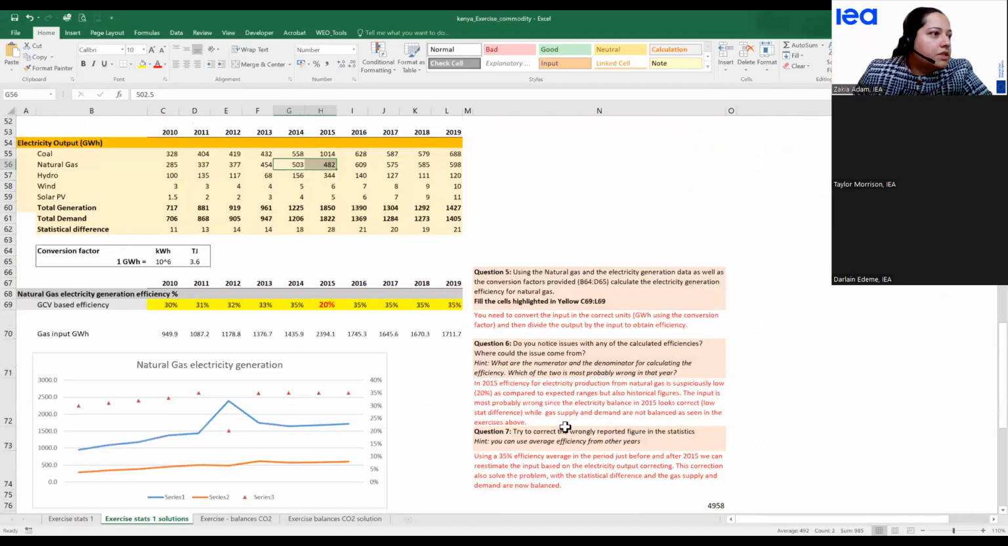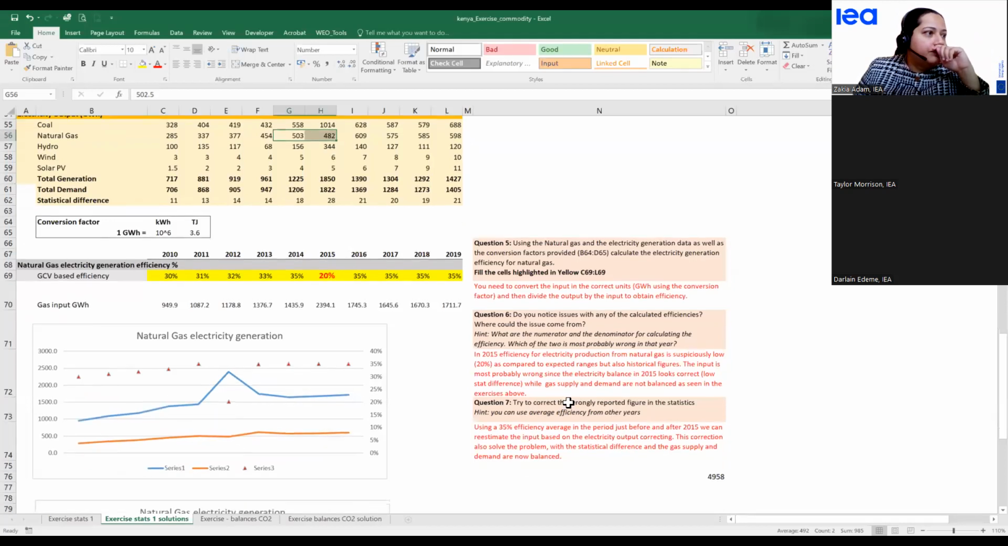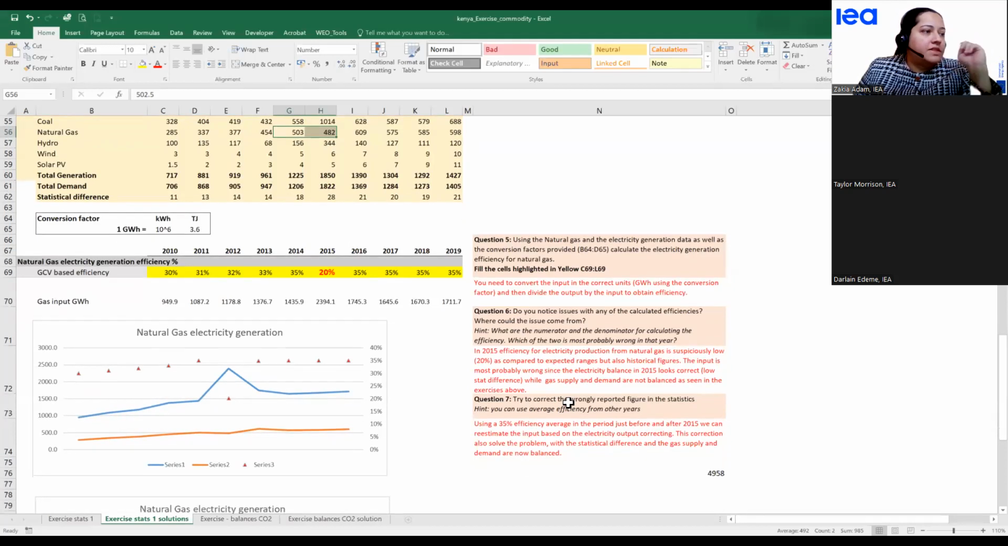So the question, exactly, this is what I just described. Most probably it's the input that is wrong. And we have seen that the gas supply and demand balance is not balanced because of this huge statistical difference. So now we are asked to try to correct the wrong reported figure in the statistics. So how can we fix this by ourselves?